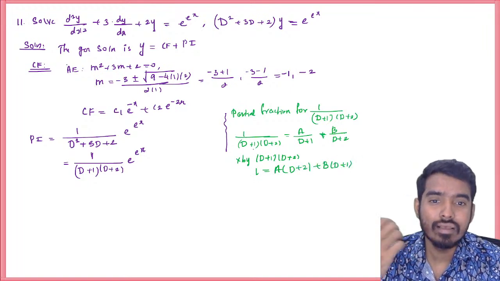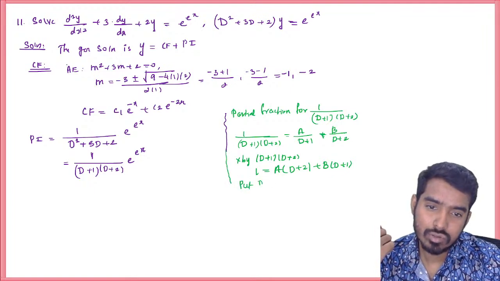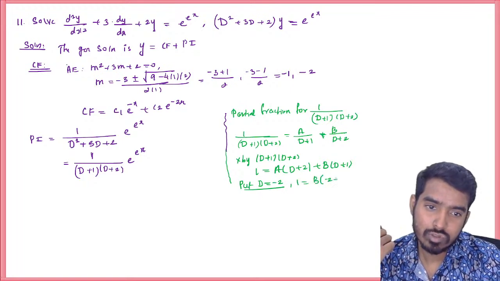These are very easy that we already saw in the previous classes, right? So put d is equal to minus 2. So you will have 1 is equal to b into, this will be 0. So minus 2 plus 1, 2 plus 1. So the b value is minus 1, right?